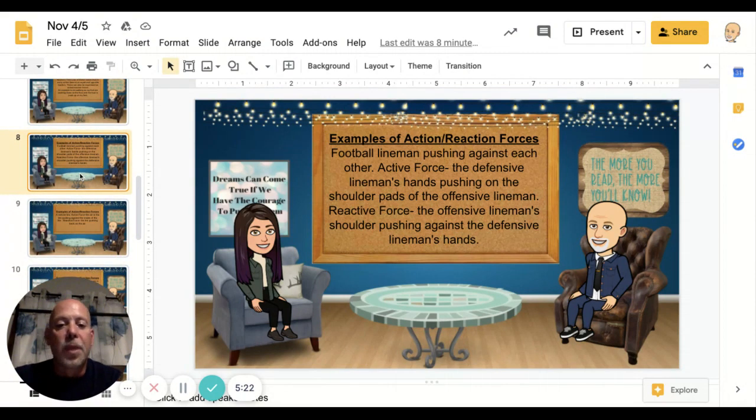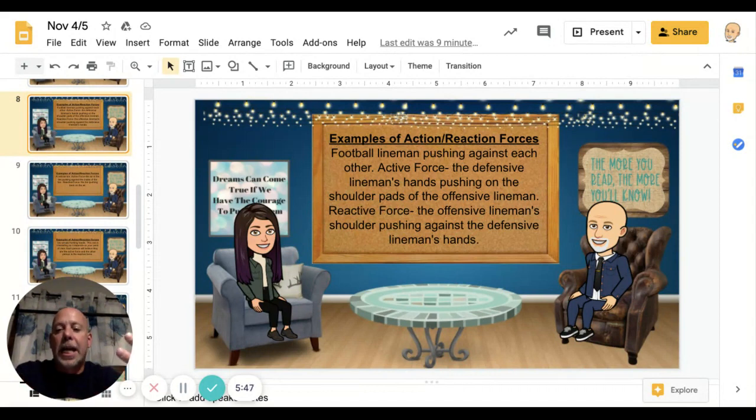So next one, a football lineman pushing against each other. Active force, well, usually the defensive lineman is trying to get to the quarterback, so he's pushing on the offensive lineman's shoulder pads. So the reactive force is the offensive lineman's shoulder pads, and the action force is the defensive lineman's hands on those pads. All right? So the action force is usually the one that's initiating that contact or that force, and the reaction force will be the one that's being pushed upon.